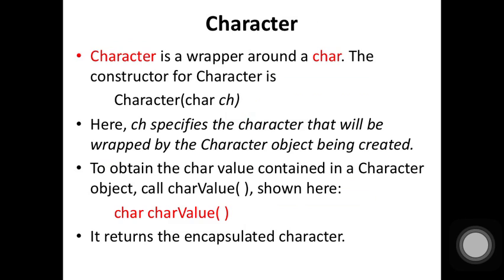Now we'll see simple things. Character. Character is a wrapper around a char. The constructor of Character is Character followed by a character variable. Here it wraps a character being created by means of this constructor, and we can get the value of that particular object. We can use charValue as a method. So here Character acts as an object, it has its own constructor, and we can get a value by means of charValue. It returns the encapsulated character value.